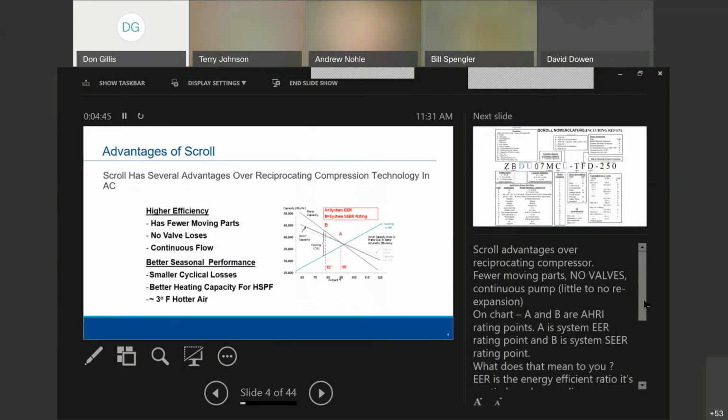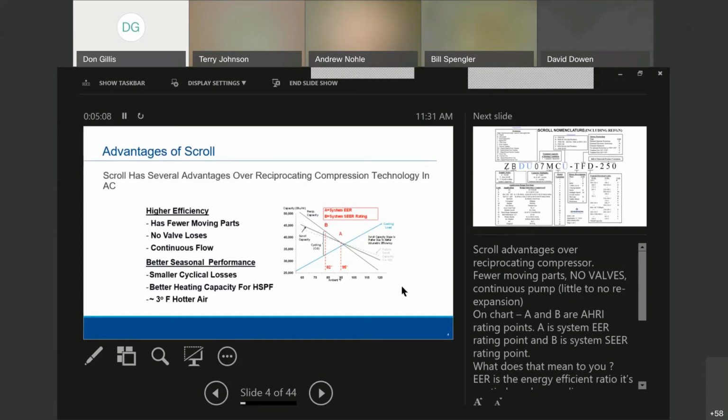Advantages of the scroll. There are several advantages over the reciprocating compression technology, AC. Higher efficiency, fewer moving parts. There are no valve losses, and it's a continuous flow. It has smaller cyclical losses, and it has better heat capacity.